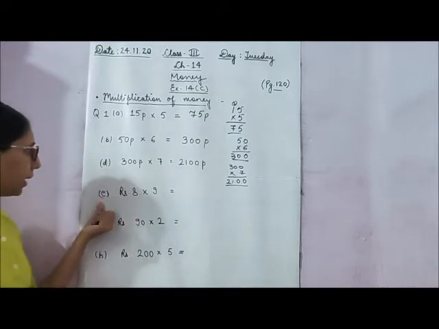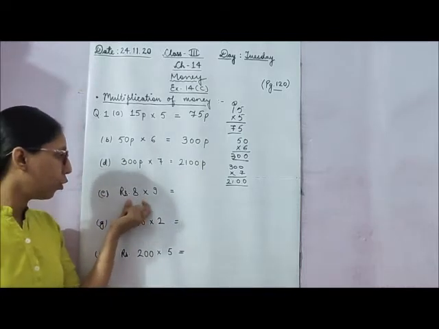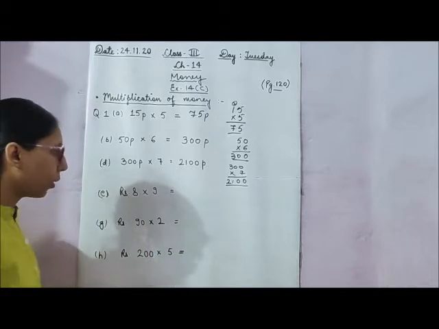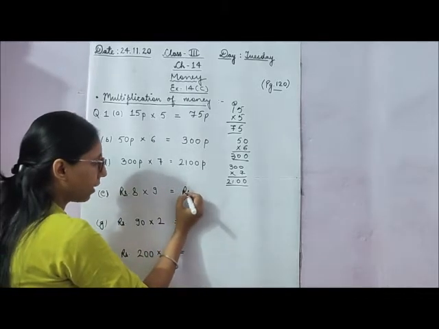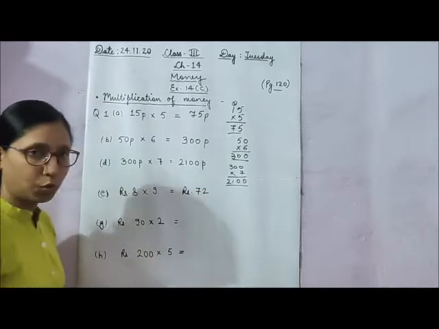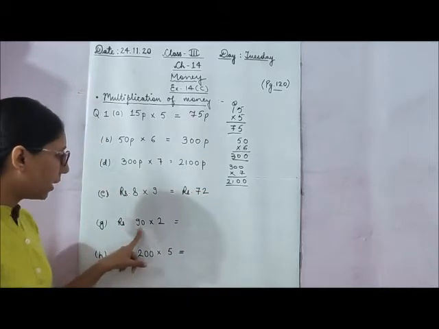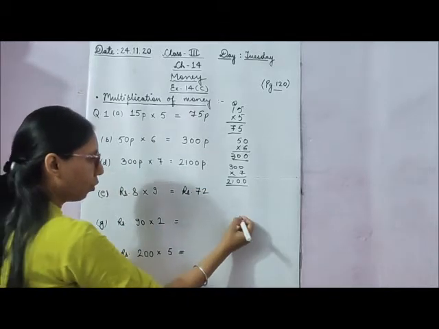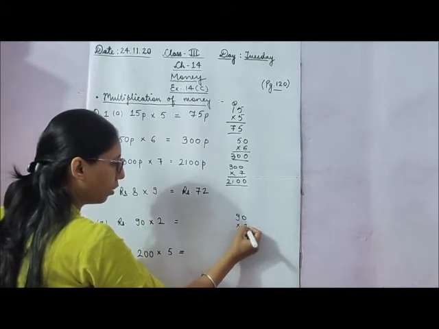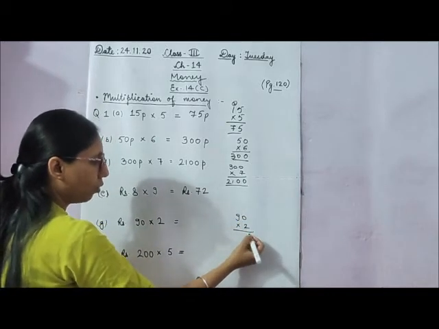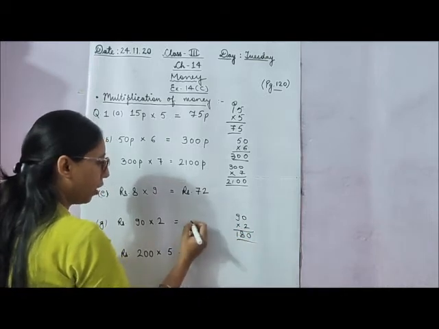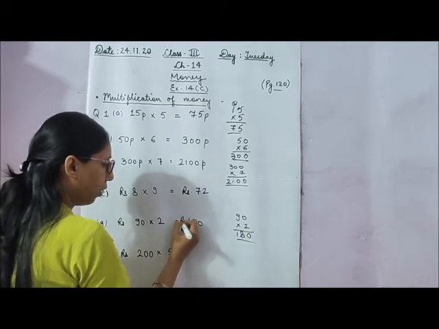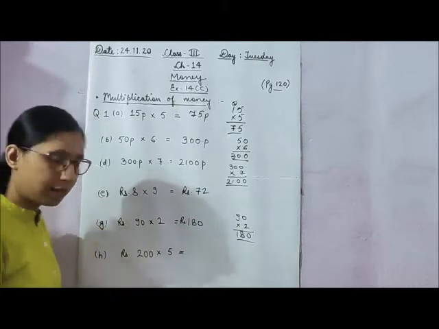Now, in E part, we have to multiply 8 rupees by 9. So, 8 into 9 is 72. So, we will write rupees 72. Then, rupees 90 multiplied by 2. So, here we have to multiply 2 by 90. 2 times 0 is 0. 2 times 9 is 18, so 180 rupees is the answer.